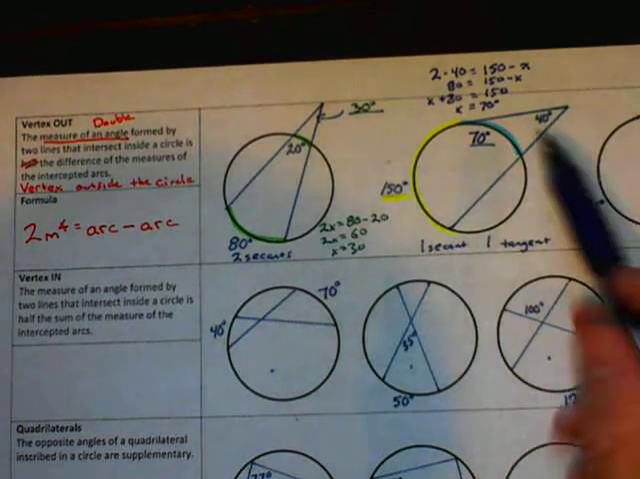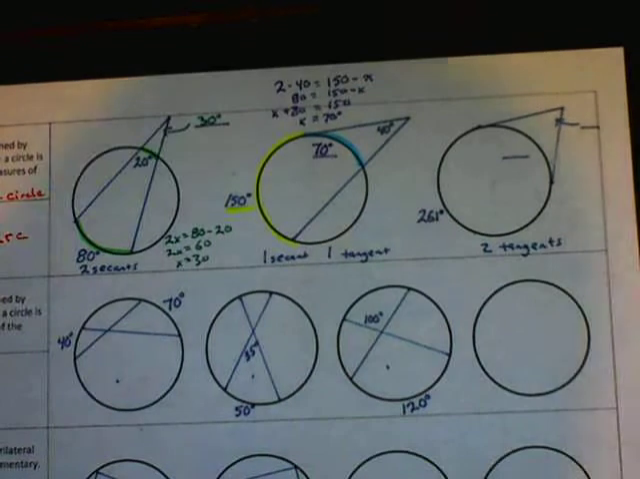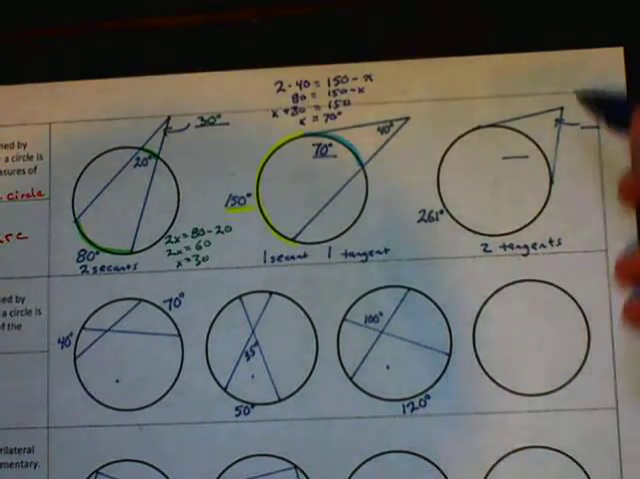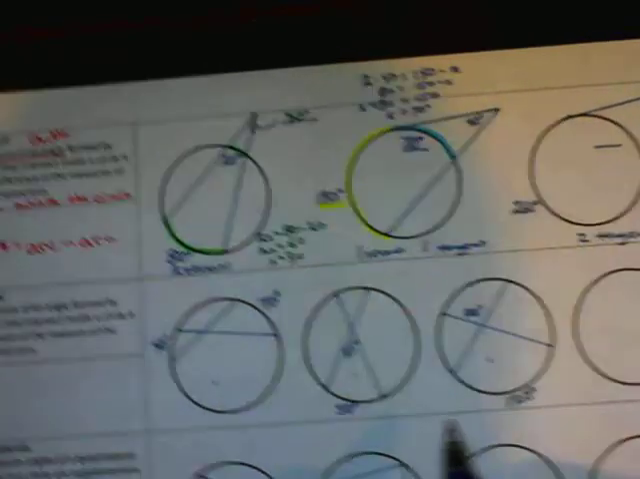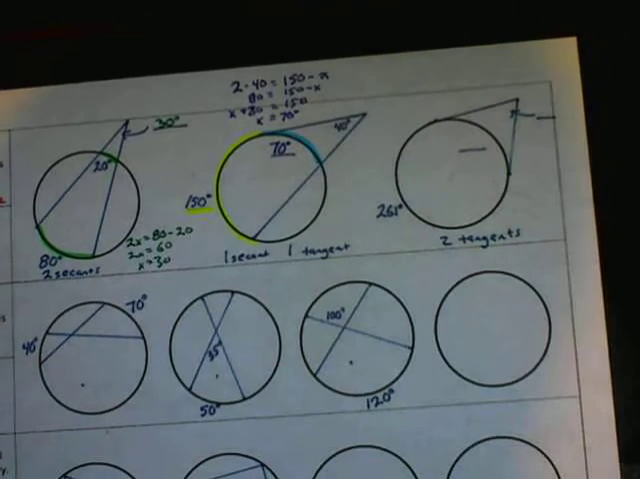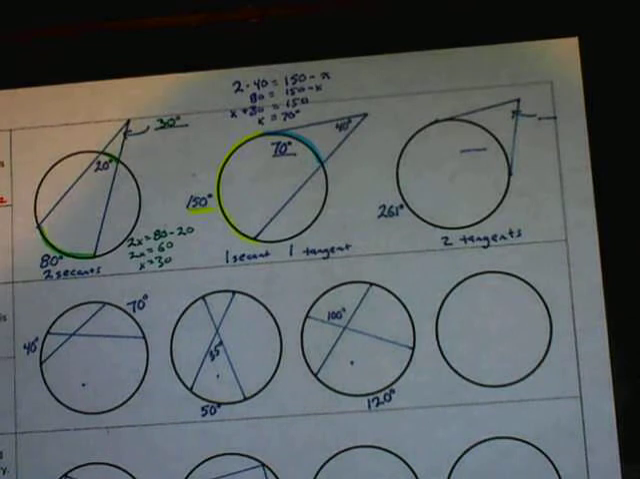And again, double the angle equals the difference of the two arcs. Next one, two tangents. These are both tangents. This was one secant and one tangent. These were both secants. So in this case, with two tangents, we still have the vertex outside the circle. We're still following the same rule.